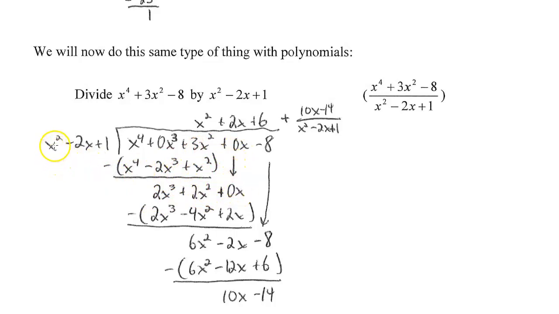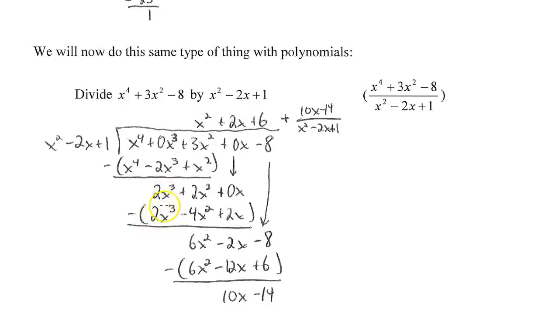Now you ask, how many times does x squared go into 2x cubed? In other words, what times x squared gives you 2x cubed? Well, x squared times 2x will give you 2x cubed. Okay, so you put the 2x there. And now you do 2x times this whole thing. So 2x times x squared is 2x cubed.